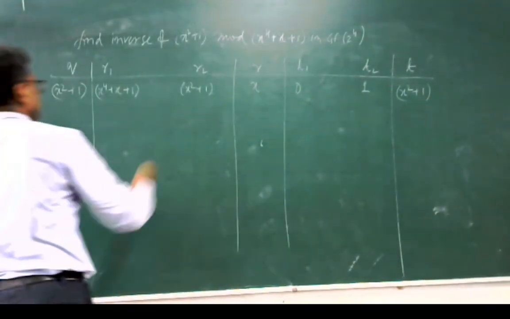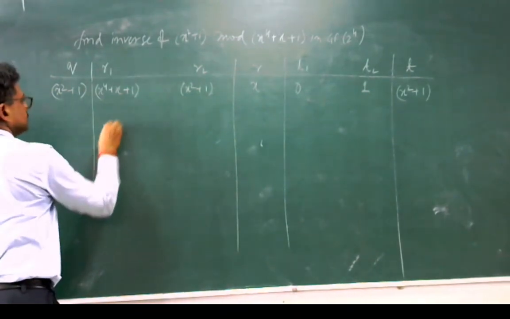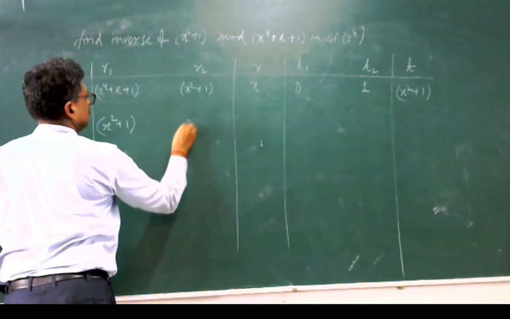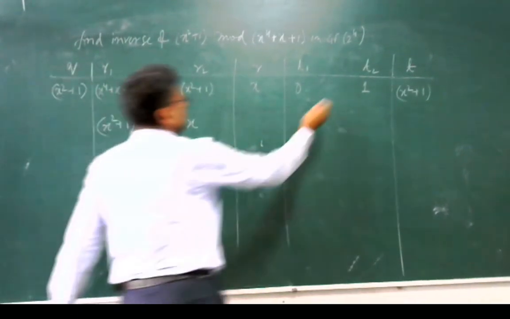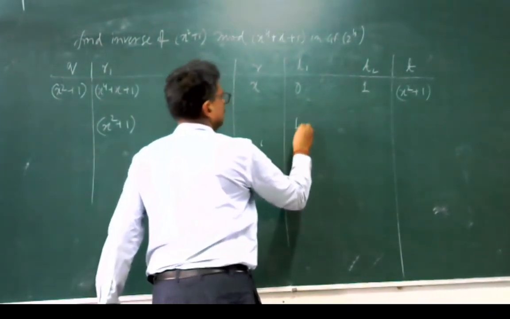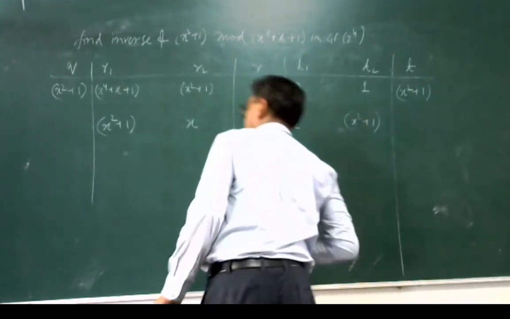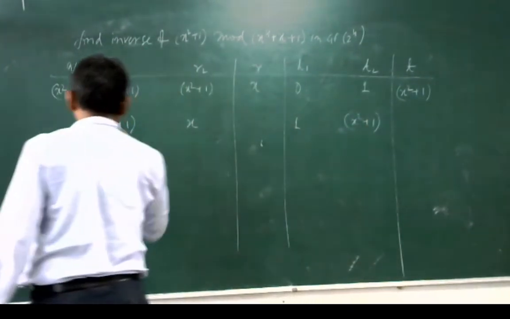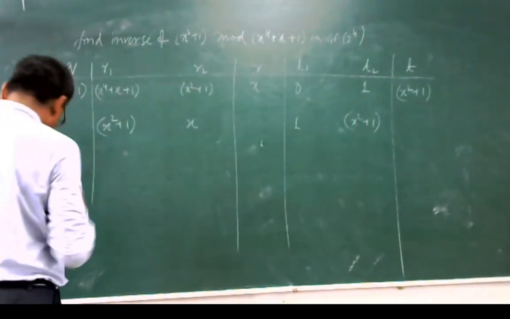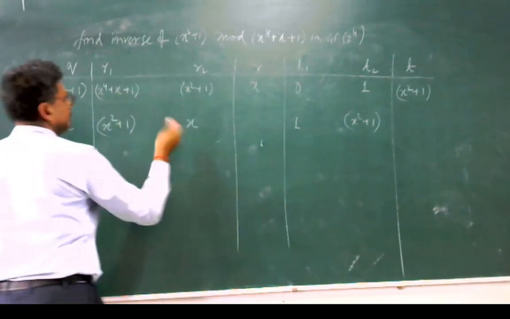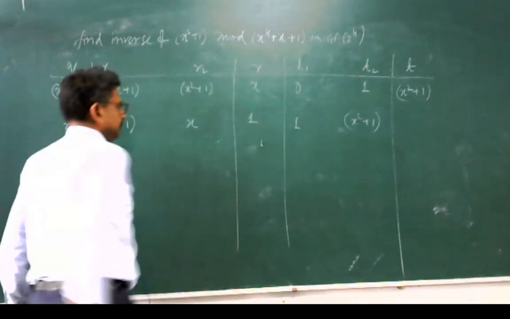Now what will happen? R2 will become R1 in the next step. R will become R2. T2 will become T1, and T will become T2, that is x square plus 1. So how many times will it go? x times. x square, so the remainder will be 1.